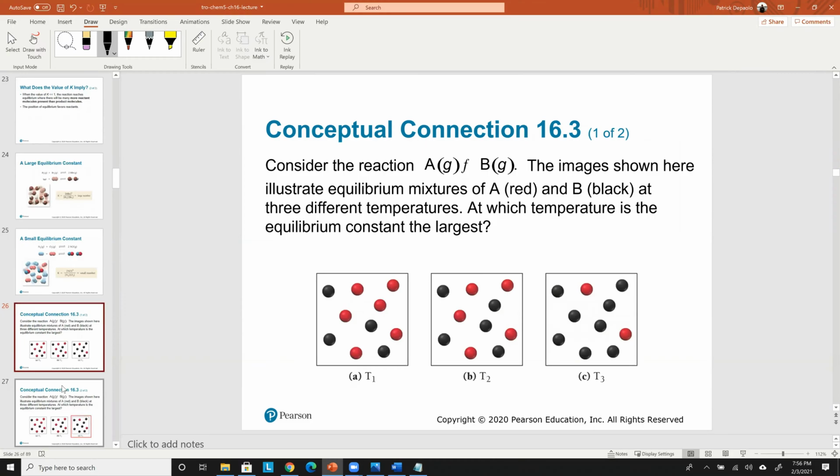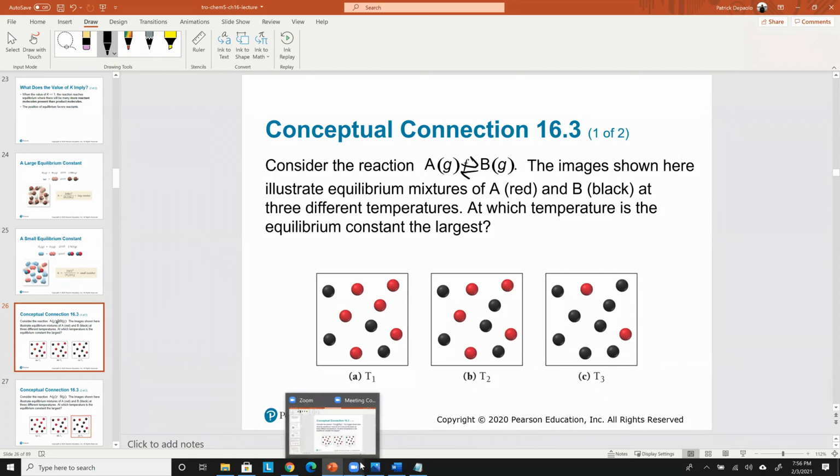Okay, so consider the reaction A to B. The images shown here illustrate equilibrium mixtures. A is the red and B is the black at 3 different temperatures. At which temperature is the equilibrium constant the largest? So think about that for a second. Then you can say or chat the answer.